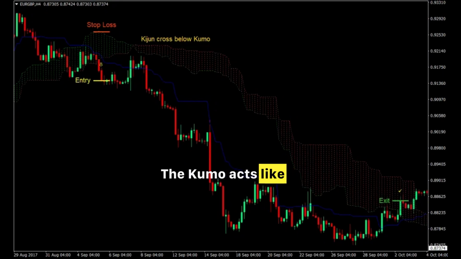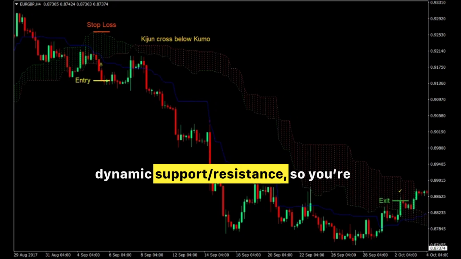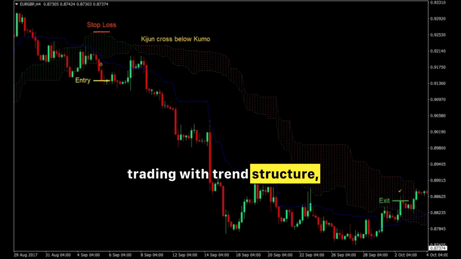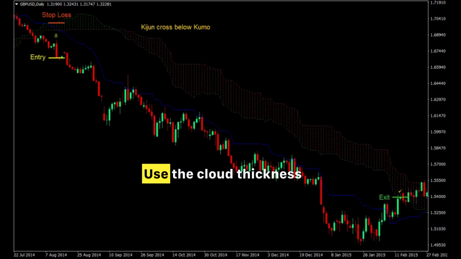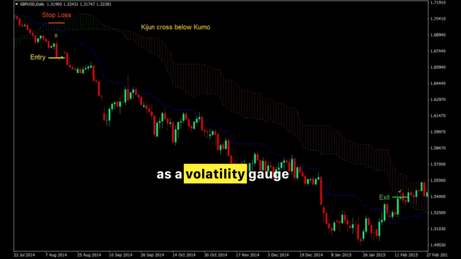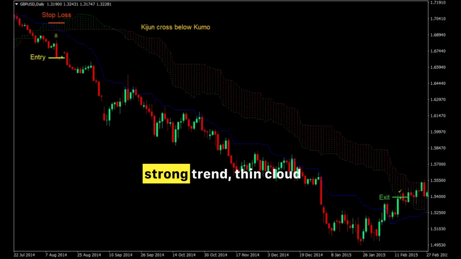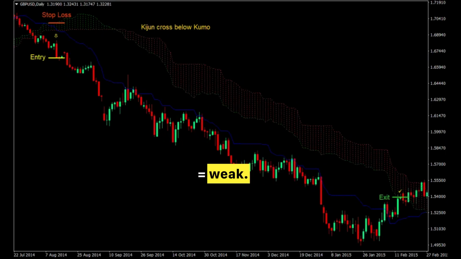The Kumo acts like dynamic support or resistance, so you're trading with trend structure, not against it. Use the cloud thickness as a volatility gauge. Thick cloud, strong trend. Thin cloud, weak.